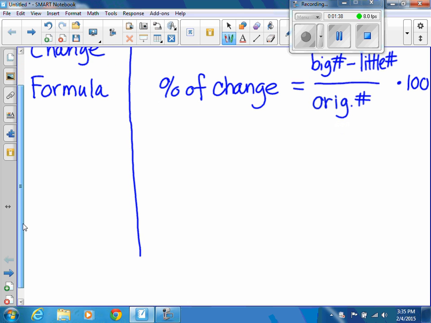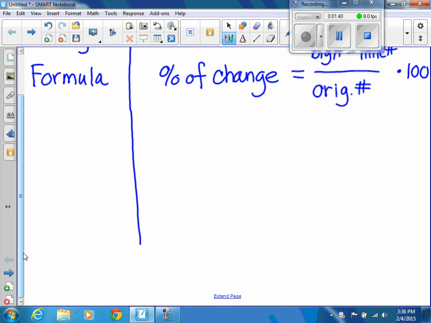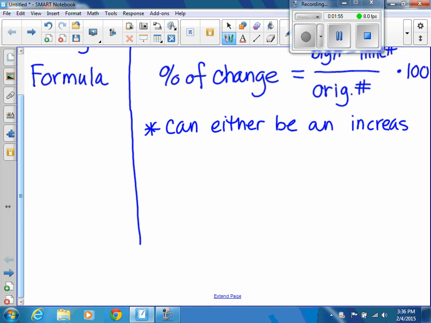One of the things about percent of change, and this is important to make sure you realize, percent of change can either be an increase or a decrease. So you can have a percent increase or a percent decrease. That's one of the things to keep in mind with this.